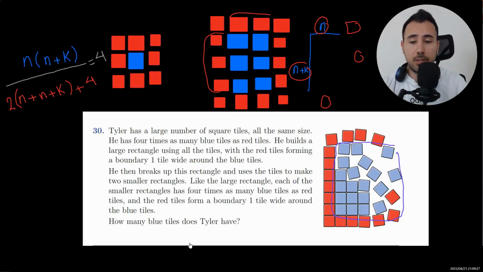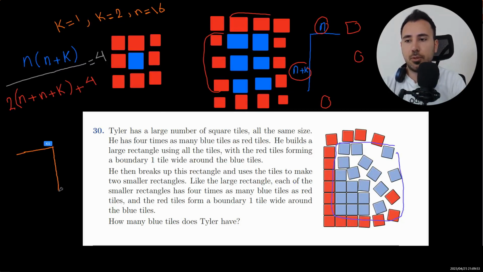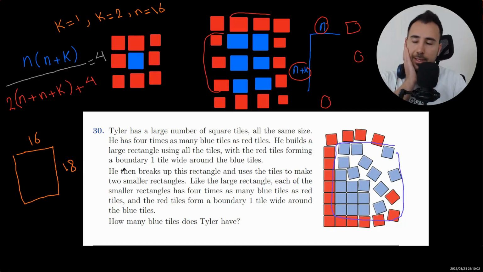So what I have done, if you put 1 here instead of k, you will have no integer, so it doesn't work. But if you put k equals 2, you will get n equals 16. So it works for this number. This is what I have done so far. So for this rectangle, if we have 16 for this side and 18 for this one, this one works. So this would be the blue ones. If we multiply 18 by 16, we're going to get 288.